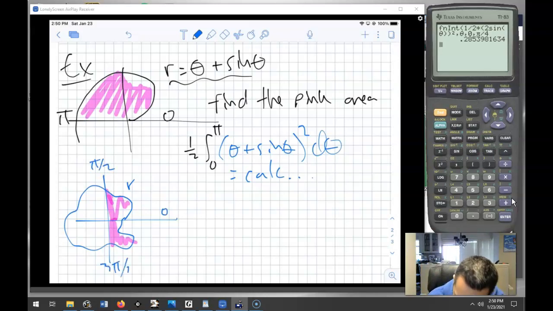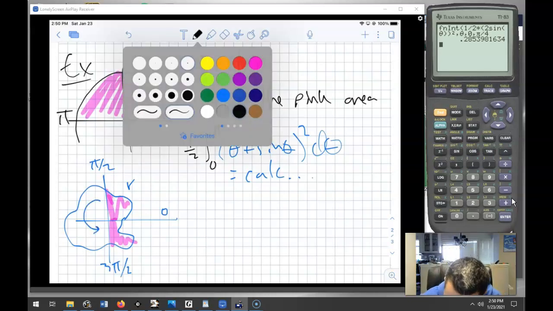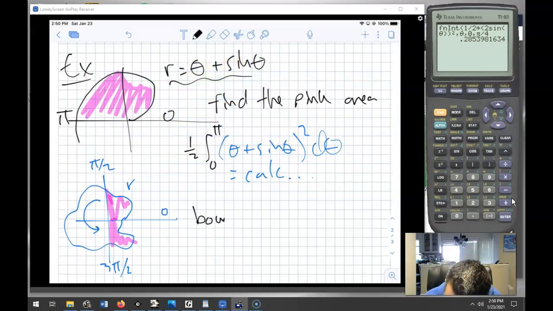You might want to think that, oh, I could just go pi over 2 to 3 pi over 2, but that would be the left side. That's not what I want. So if you're looking at a problem like this and you want to find the bounds, remember that you need to go counterclockwise. Okay. So if you're going counterclockwise, it doesn't make sense to go 3 pi over 2 to pi over 2 because that would go in the wrong direction.